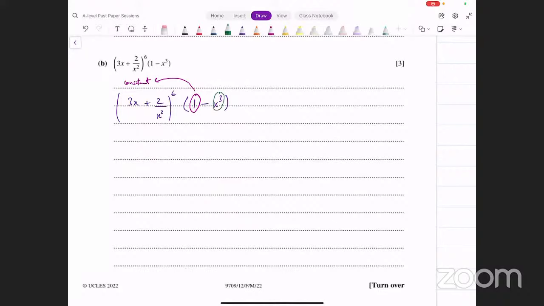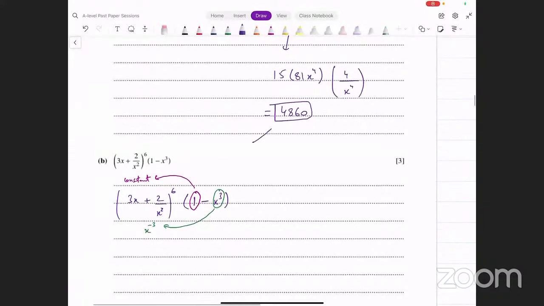What will we have to multiply x cubed with? We'll have to multiply that with 1 over x cubed, or you can say the x raised to power minus 3 term from the expansion. So from that expansion we need two terms: we need the constant term, and we need the term that has x raised to power minus 3. We need these two terms from there. You're not just going to use 4860, you also need one more term, and you have to use both, okay?